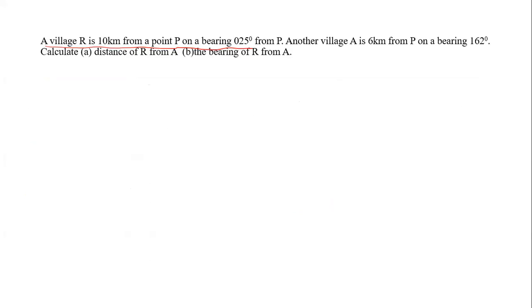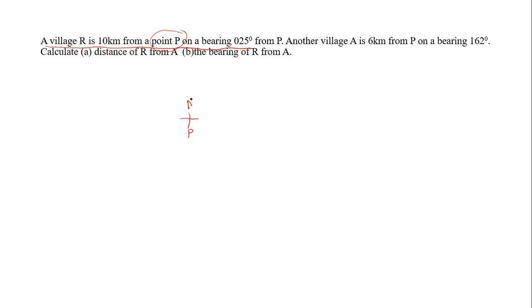Okay. So this is where we want to. It said a village R is 10 kilometers from a point P on a bearing of 025 degrees from P. So let's interpret statement by statement. R is 10 kilometers from a point P. So they assume we know point P. So let's come to the middle here and locate your point P. Let point P be here. So if point P is there, then they said a village R is 10 kilometers from point P on a bearing of what? 25 degrees.